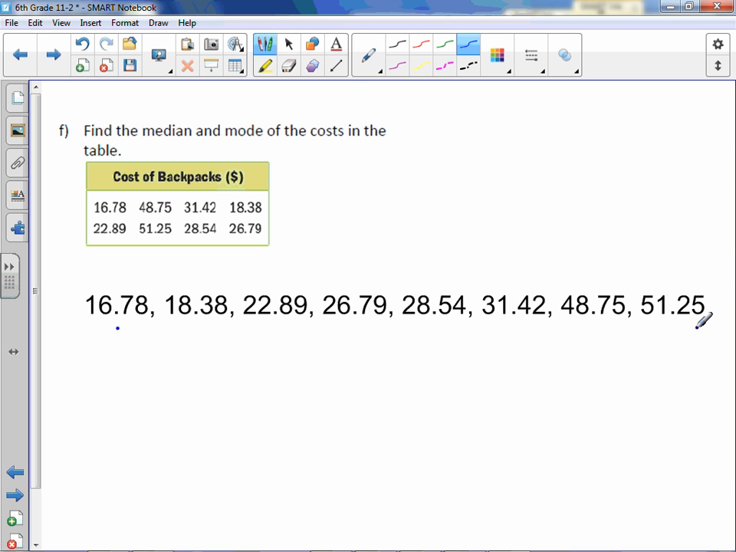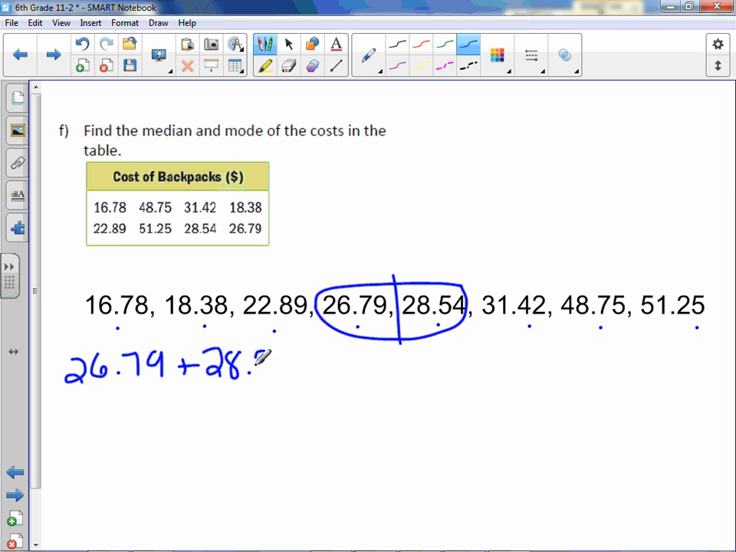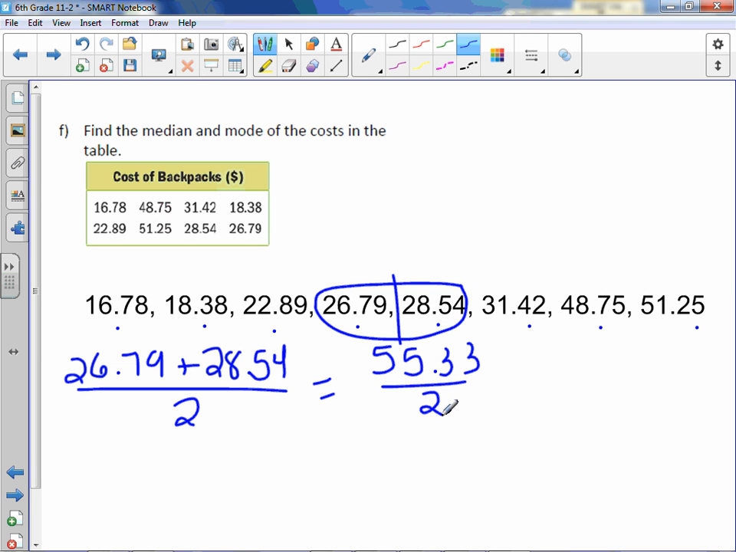1, 2, 3, 4. Again, in the middle of 2 numbers. So let's average these 2 numbers. 26.79 plus 28.54 over 2. We'll add 26.79 plus 28.54. We get 55.33 over 2.